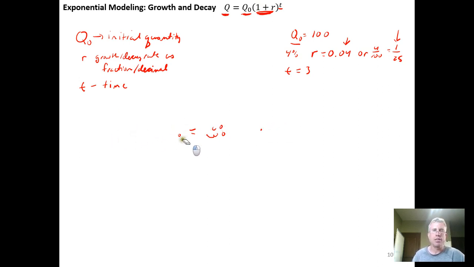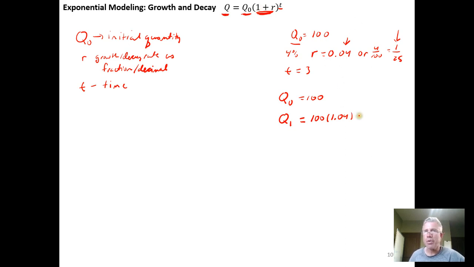And so the idea is really simple. You start with an initial amount. So we've got our Q naught is 100. And if I let Q sub 1 be the amount of money I have a year later, to find that out, I would need to take 100 and multiply it by 1.04. Right? I'm going to add 1 to the 0.04. And if I multiply that out, I get $104 1 year later.